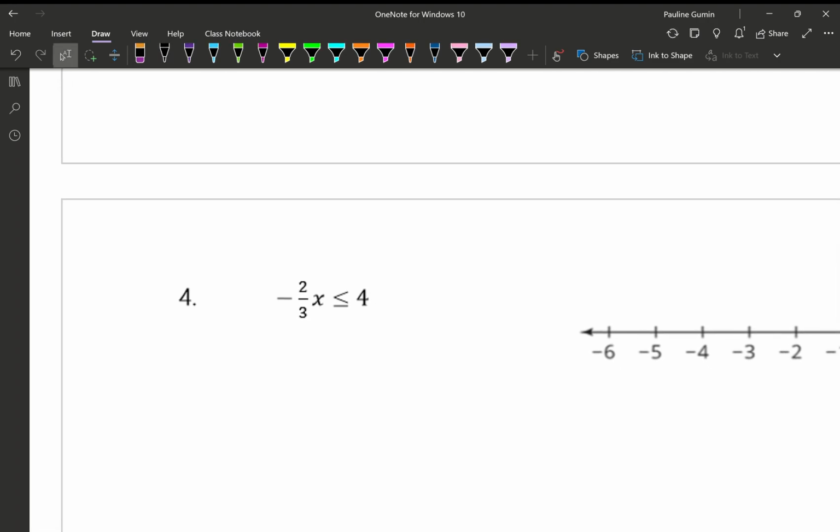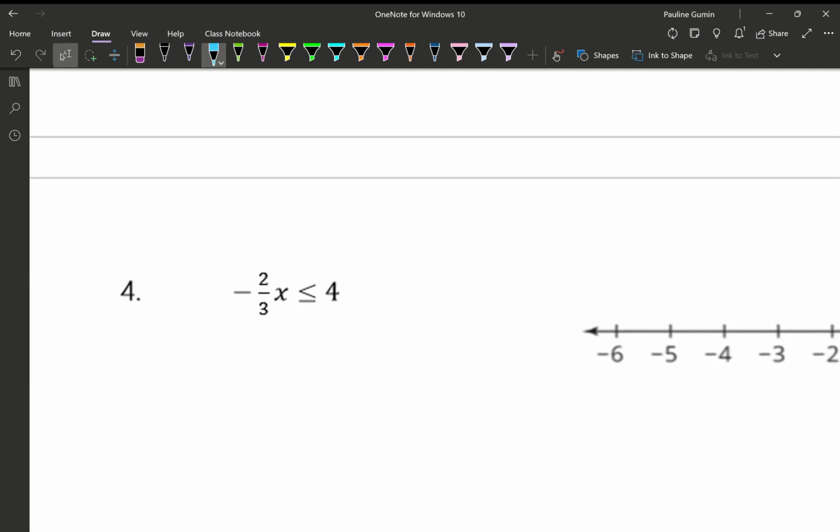Number 4, another fraction, but this time it's negative. Let's see what happens. On a blue line. There we go. All right, I'm going to multiply both sides by negative 3 over 2.